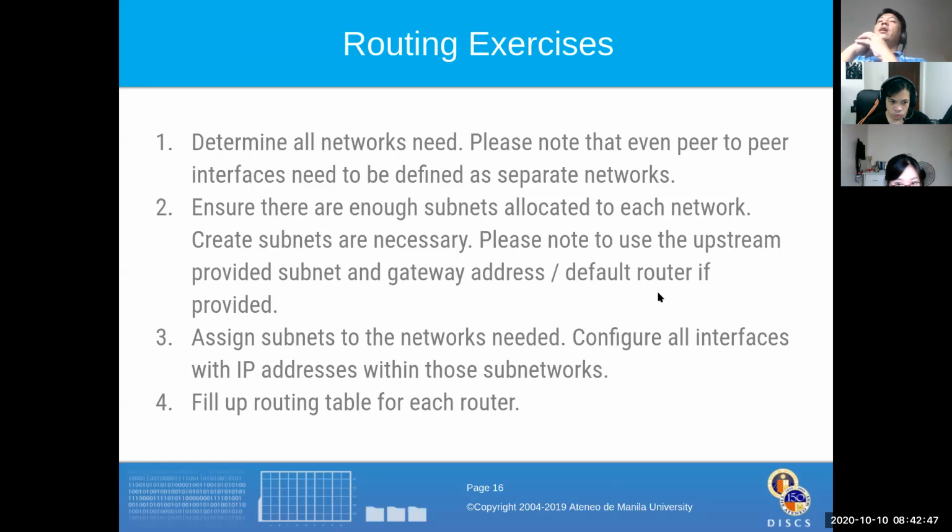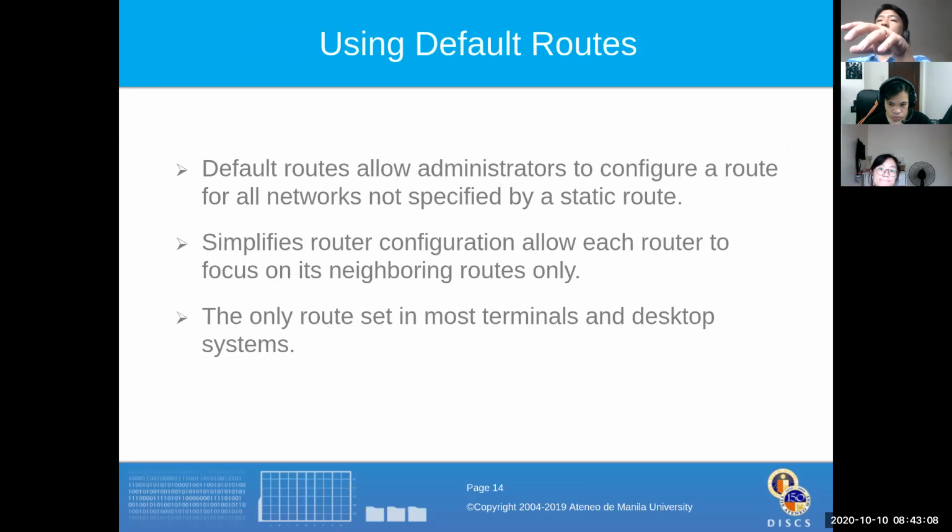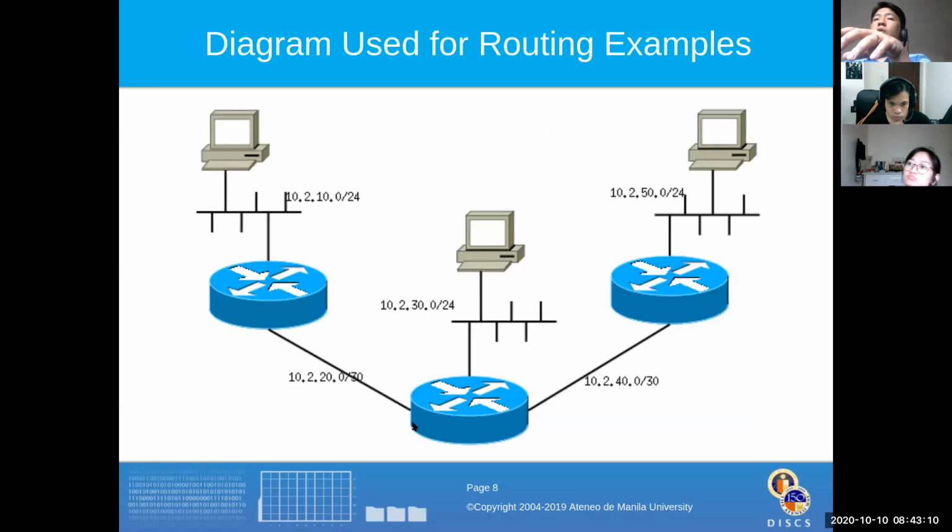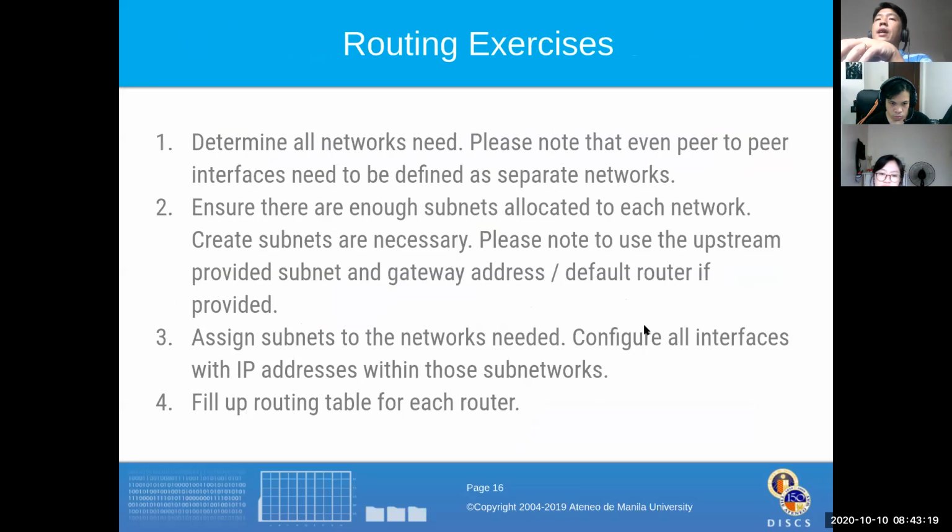Okay? So again, step-by-step recap. Whenever you want to define a route, and you can watch the video for this, and I'll give one example later, you basically have to determine all the networks that are needed first. Please note, even the peer-to-peer networks between routers are actually networks by themselves. And you have to have interfaces. So in this particular case, kahit yung network na to, between routers A and B, is actually a network by itself. And this network between router B and C is also a network by itself. Okay, so that's the first step.